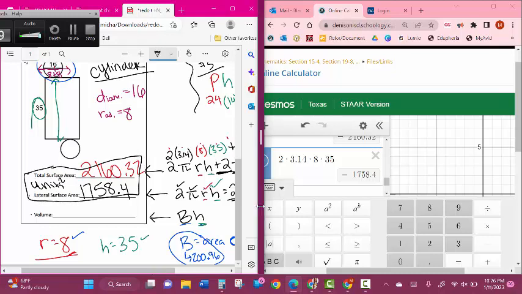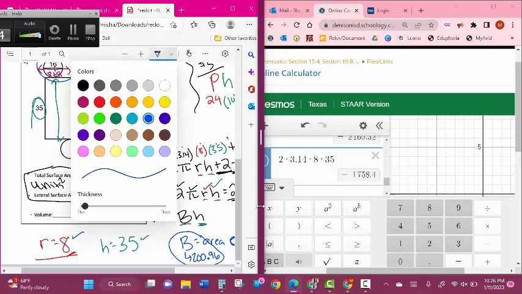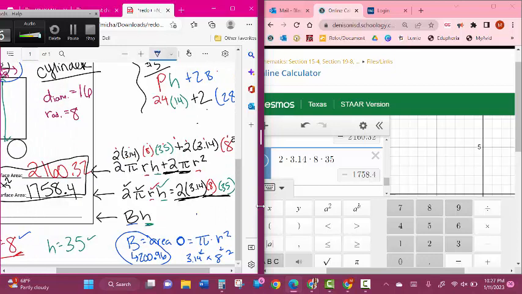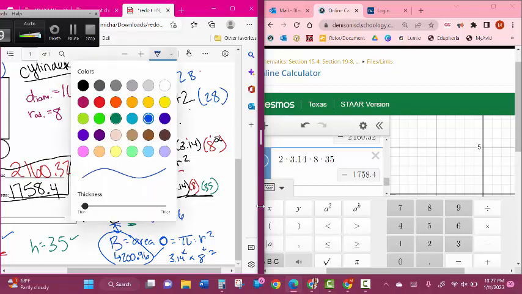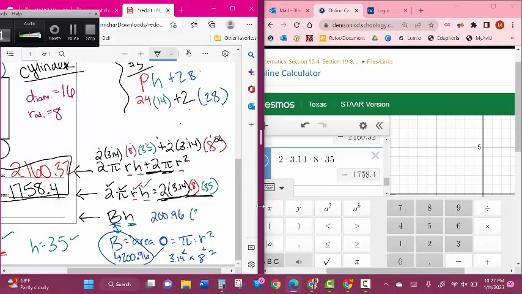Okay. Now we need the volume of this shape. For the volume, I'll follow the formula capital BH. Capital B stood for area of the base, and in a cylinder or a cone, the base is a circle. So I used the formula pi times r squared. When we plugged in what we know for pi and r, we got 200.96 for big B. So big B times h is going to be 200.96 times what we know about h, which is 35.